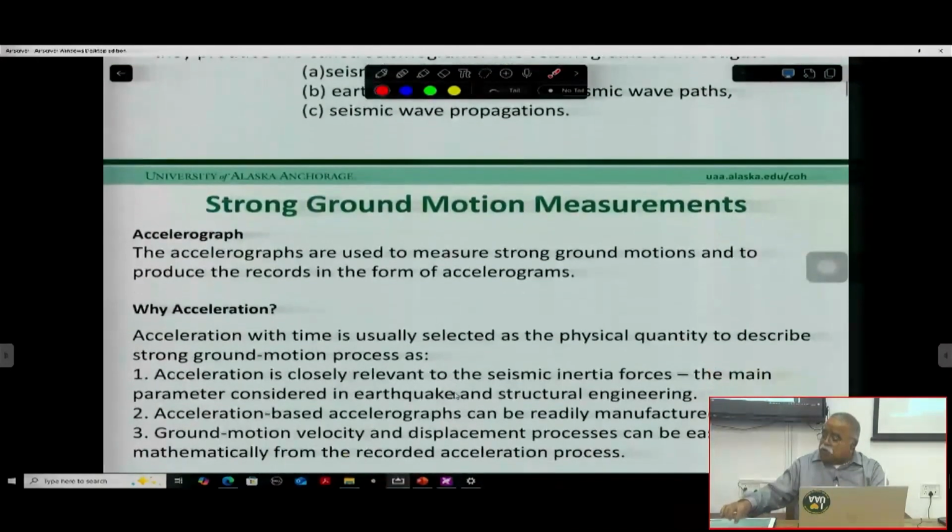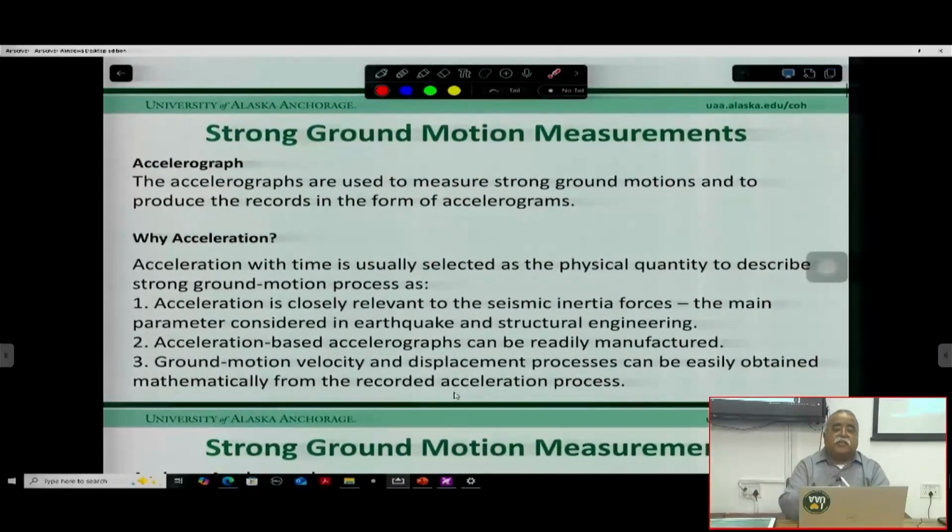Now there is the strong motion measurement, which basically uses the accelerogram, or what we call strong ground motions. And why is it required? Because acceleration is closely related to the inertia. You know the inertia, right? So what is the inertia?